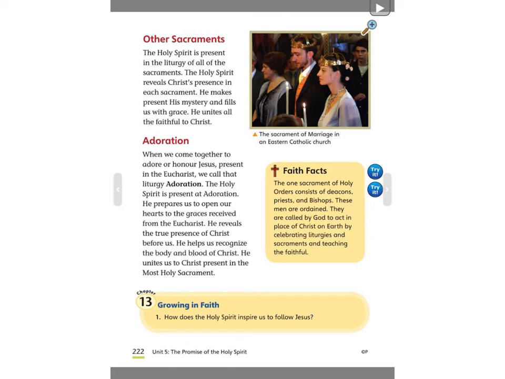Adoration. When we come together to adore or honor Jesus, present in the Eucharist, we call that liturgy adoration. The Holy Spirit is present at adoration. He prepares us to open our hearts to the graces received from the Eucharist. He reveals the true presence of Christ before us. He helps us recognize the body and blood of Christ. He unites us to Christ present in the most holy sacrament.